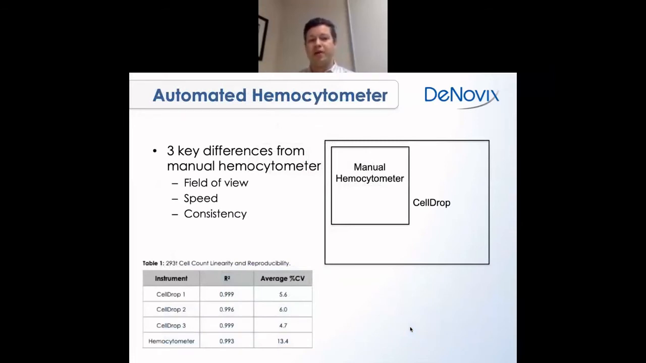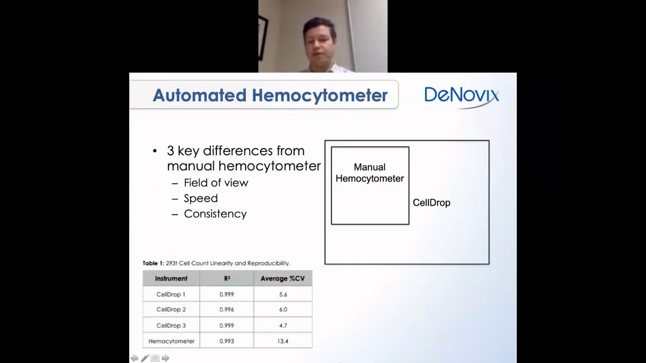When we're talking about automated image-based hemocytometers, it's exactly the same principle. There's no additional magic going on, no extra sensors or anything like that. You're just looking at a number of particles under a field of view and counting those particles in a fixed volume. Three key differences, though, from the old school manual hemocytometer. One is you have a much larger field of view. In the CellDrop, for example, it's about 3 times bigger than what you would count in a manual hemocytometer. So right away, you get a more representative look at your sample.